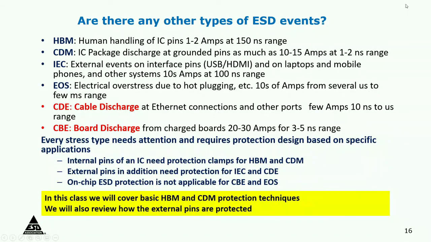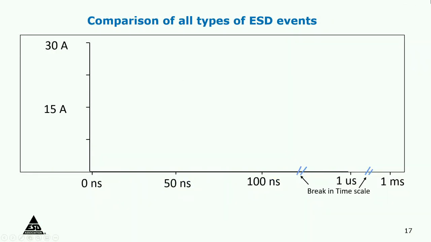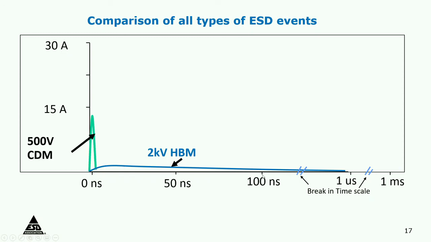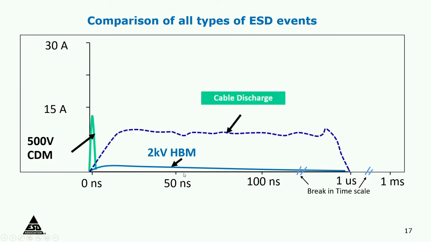So what I want to show is a time scale of all these events. But before I do that, notice one thing, that the x-axis is broken between 100 nanoseconds and a microsecond, and between microseconds and milliseconds. But you can see what these events are. This is what that human body event looks like. It's about 1 amp of current or so for this longer time. And package discharging is this event. So these are the two events that we are protecting with on-chip protection devices. And then a cable discharge, that's a pretty big long pulse with higher current.